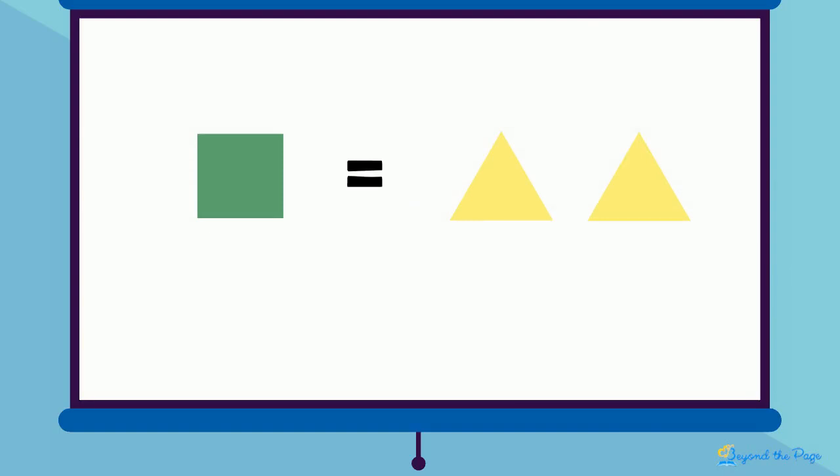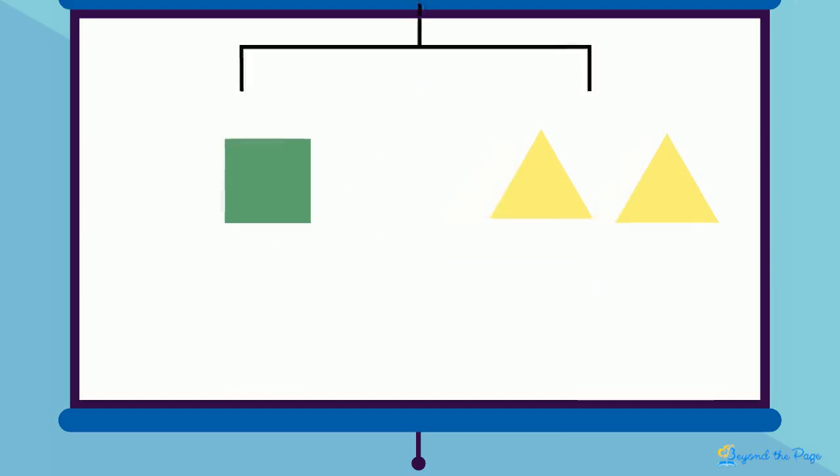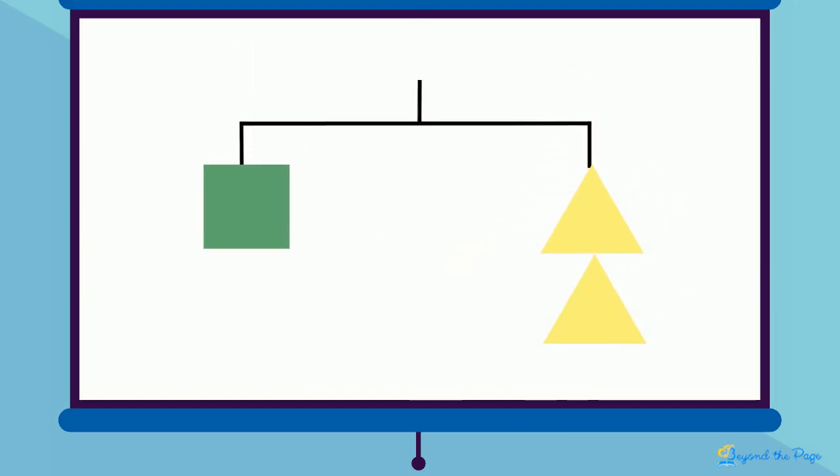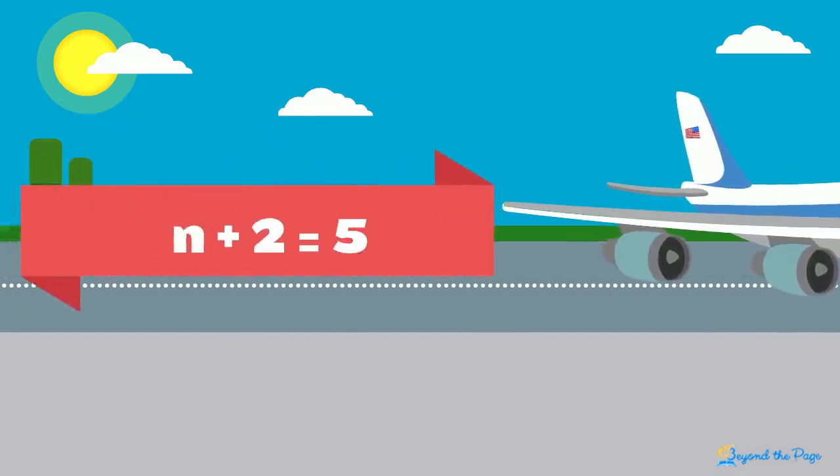How does this work with equations? You know that an equation shows two expressions that have the same value. This means if you represent each expression on a side of the hanger, the hanger will be balanced. Let's see how to create a hanger diagram for the equation n plus 2 is equal to 5.